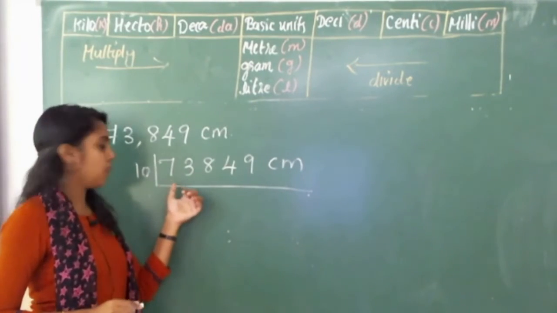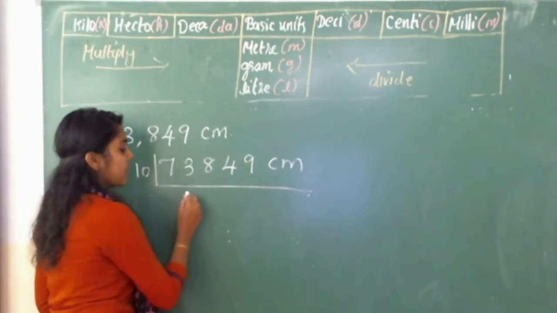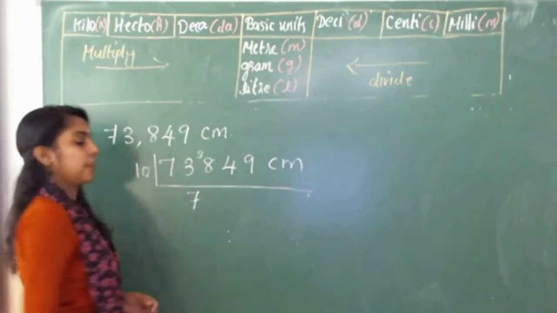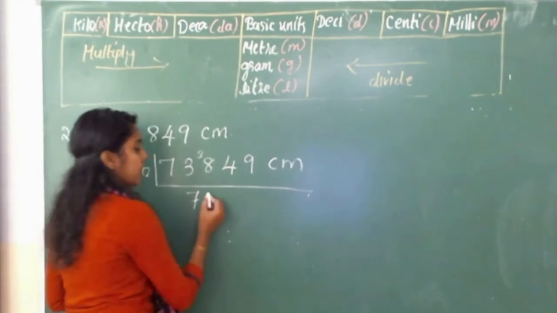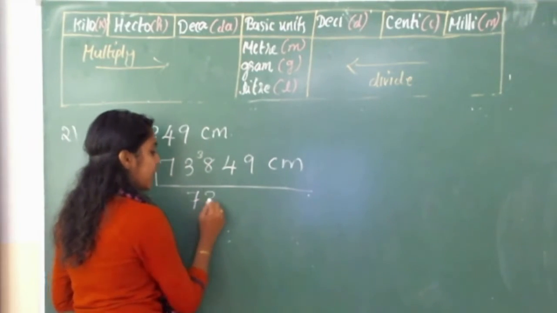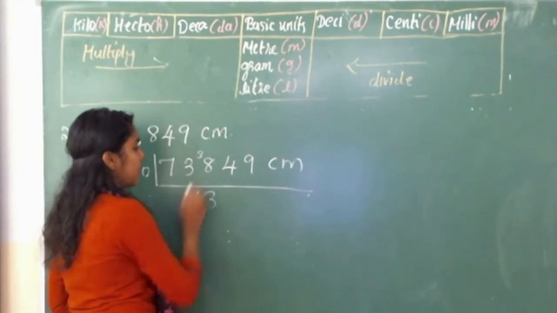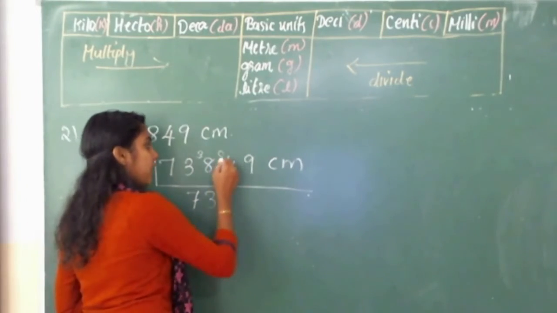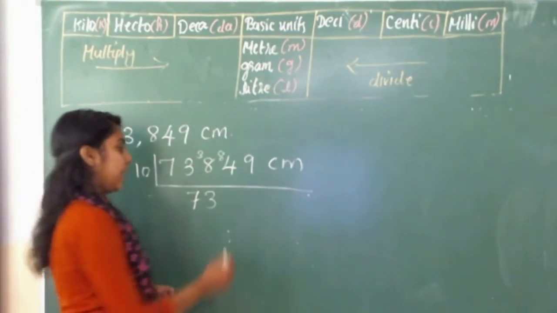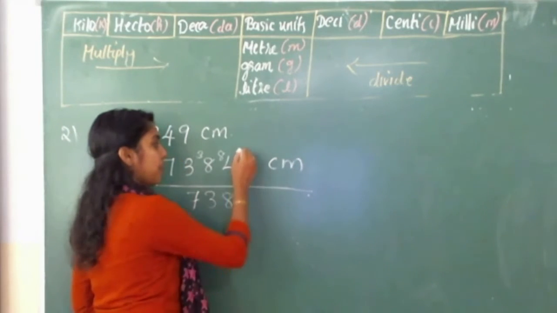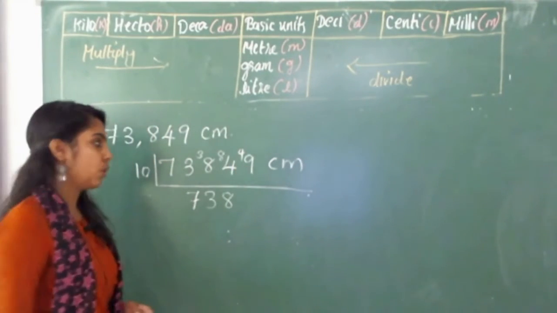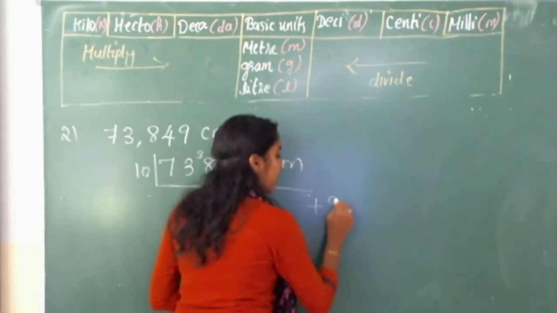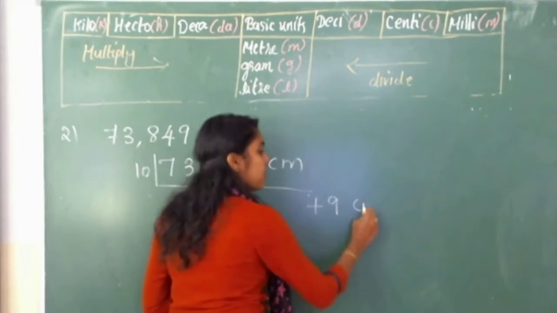10 in 7, not possible. So, 73. 10 7s are 70. Then here 3. Then 38 is the number. 10 3s are 30, remainder 3 plus 8. Isn't it? 84. 10 8s are 80, remainder 4. 10 4s are 40. Remainder, where will we write 9? This 9 belongs to the centimeter.